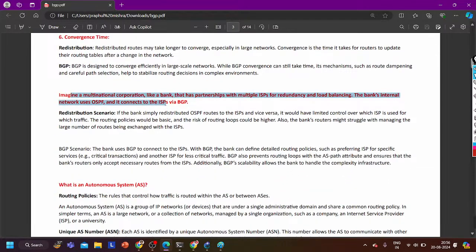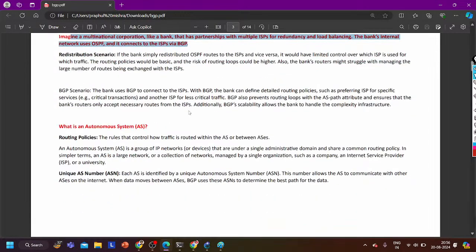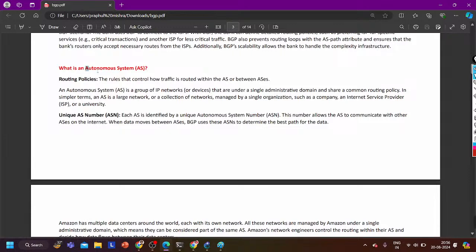Now here is one example of a real-time company. You can read. What is an autonomous system number? Hope you all already know the AS. What is an autonomous system number? What is AS, guys?